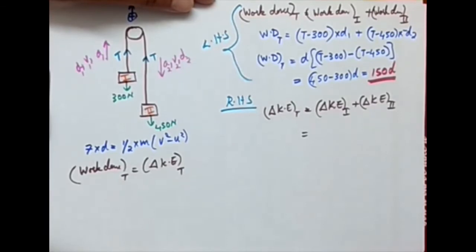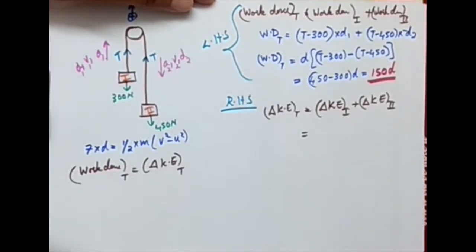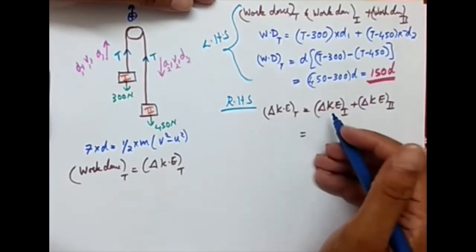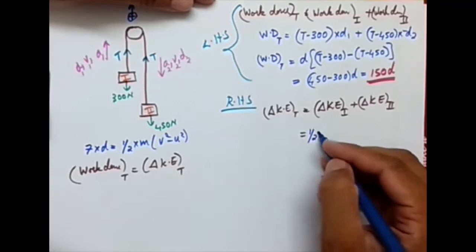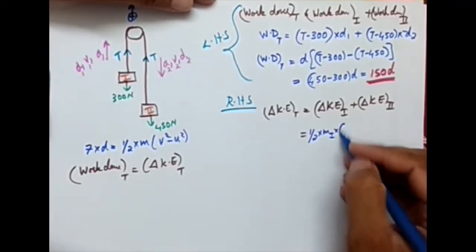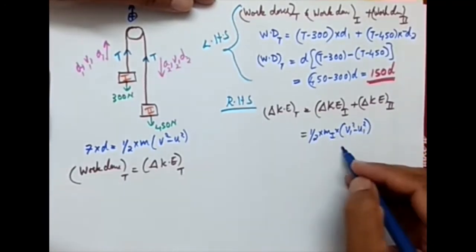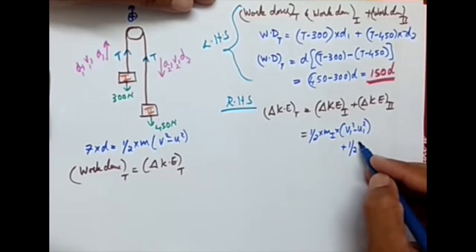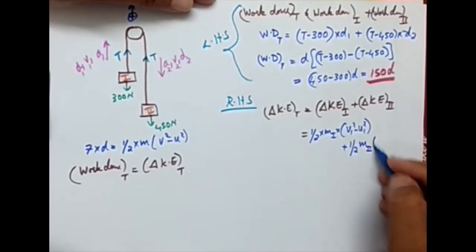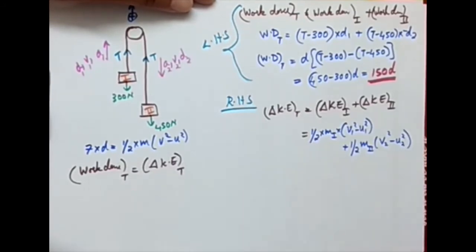Now I'm going to try that. So what is delta KE1? Let's see. Delta KE is half into M1 into V1 square minus U1 square, plus half into M2 into V2 square minus U2 square.